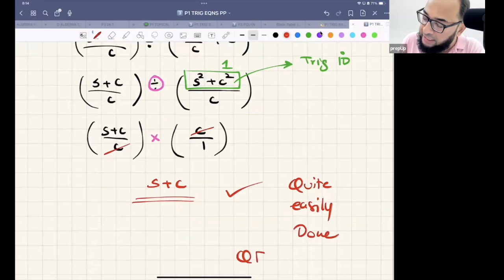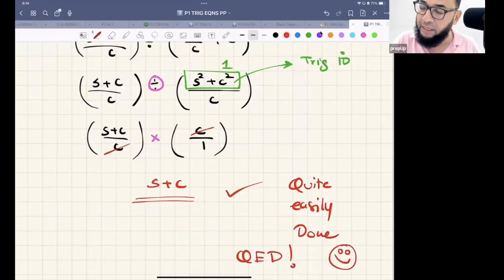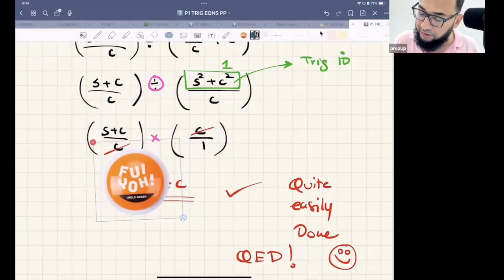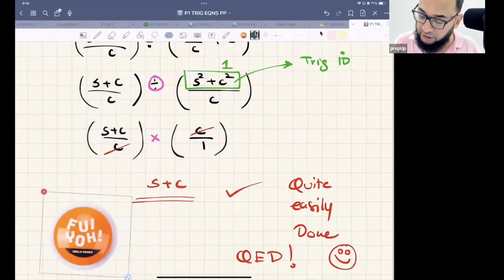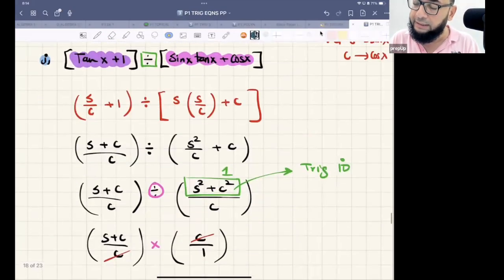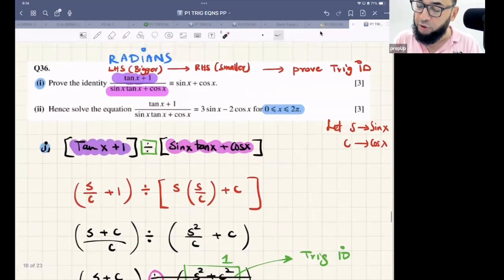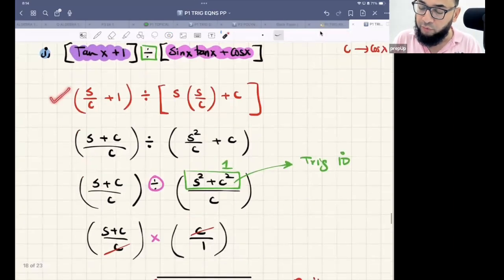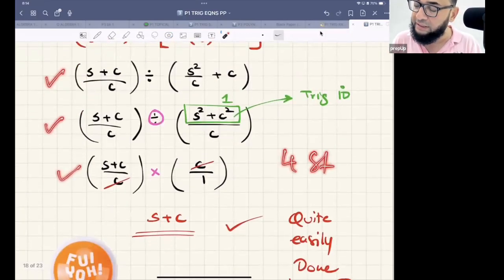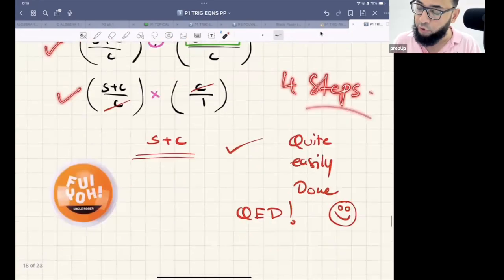So QED, and that is what we write over here. I think you deserve this when you solve such a nice question. Let me just focus on this. This is the original question, but written separately. So first, second, third, fourth. It took 4 steps to solve this out. Quite easily done.